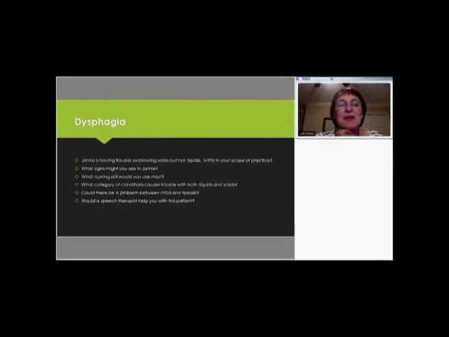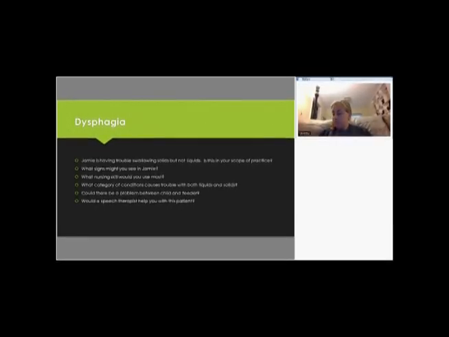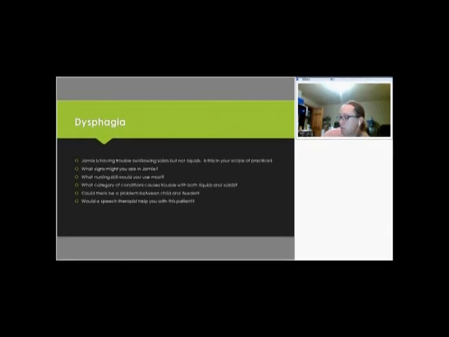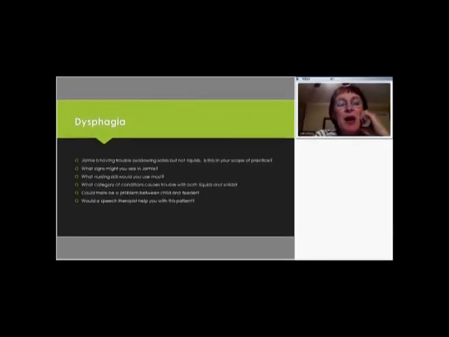What's dysphagia? Difficulty swallowing, right. So Jamie is having trouble swallowing solids, but not liquids. Is this in your scope of practice? No. It's probably some kind of structural problem, isn't it? So what signs might you see in Jamie? How's she going to appear to you? What's going to be going on with her?